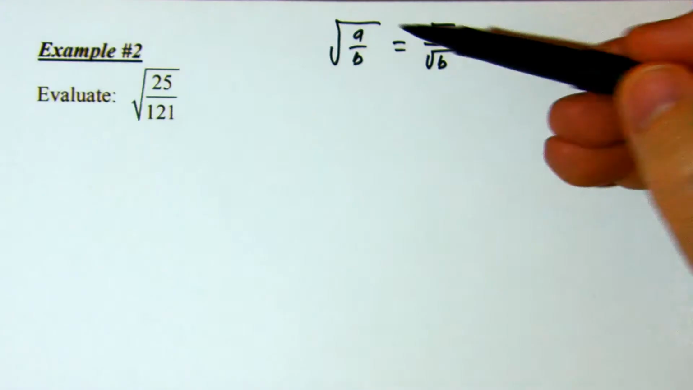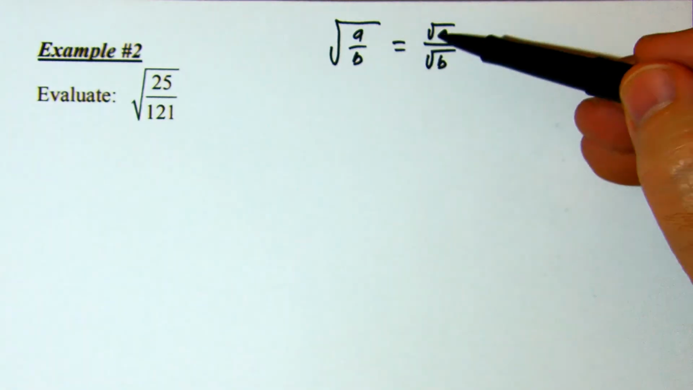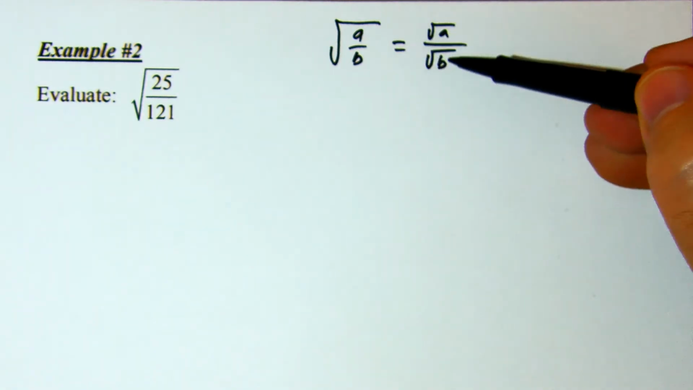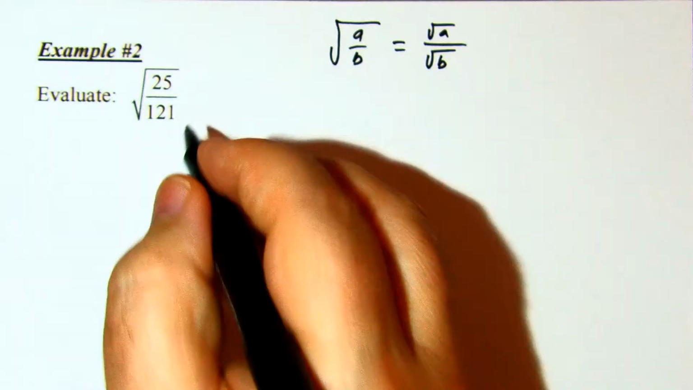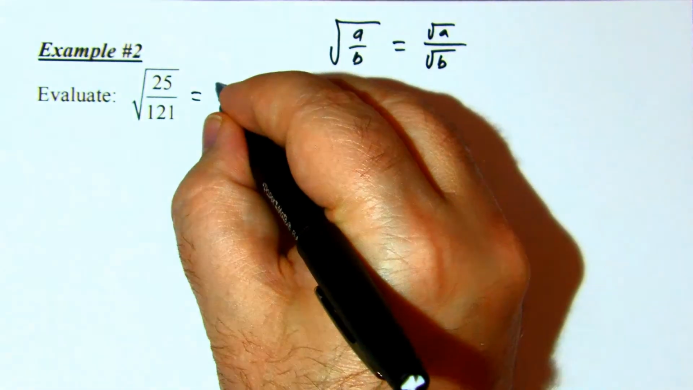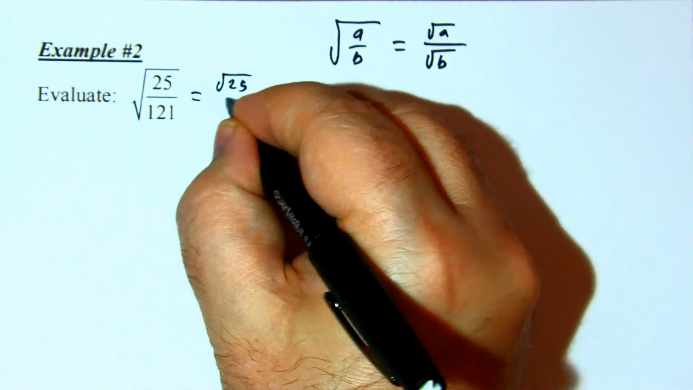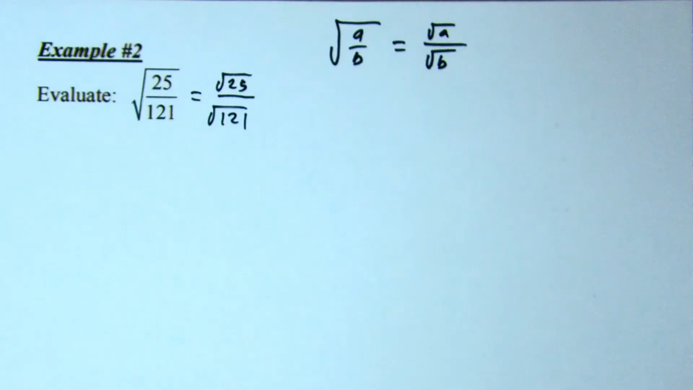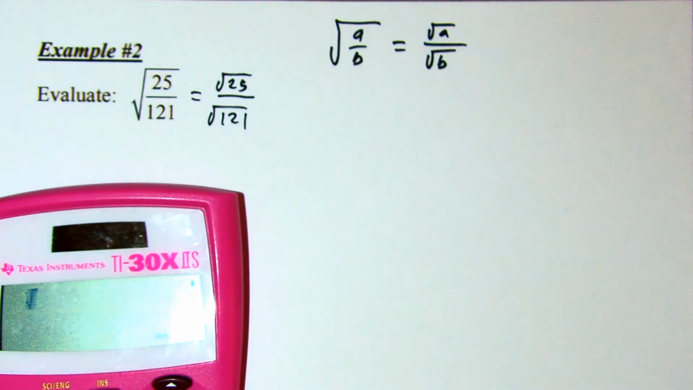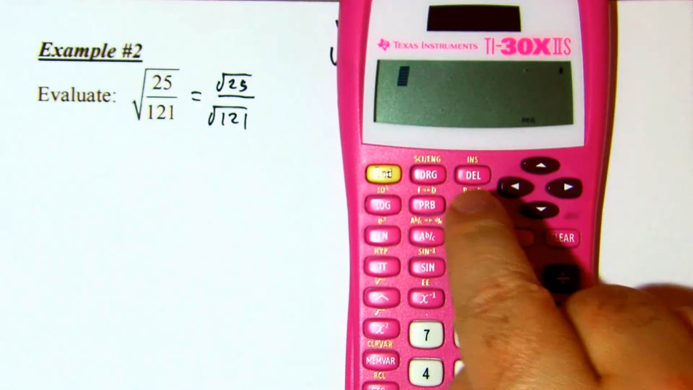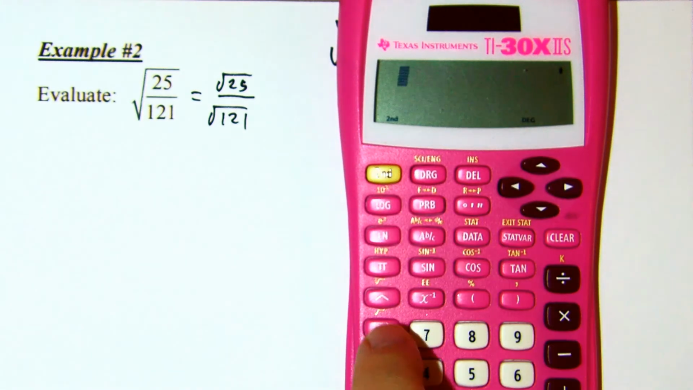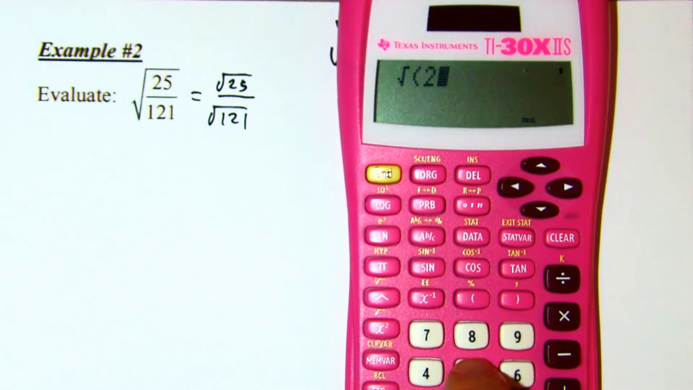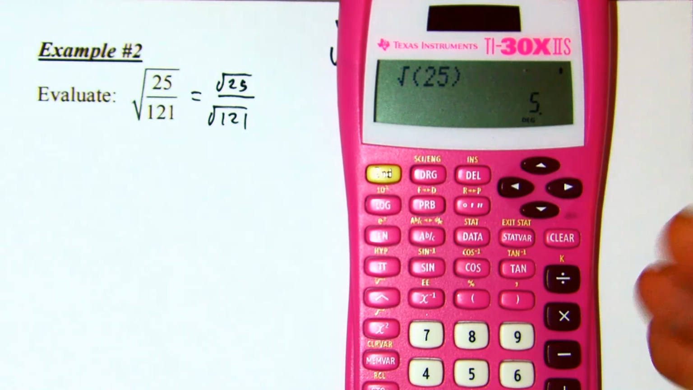So we can take the square root of a fraction, a over b, by finding the square root of the numerator and the square root of the denominator separately. So in this case, this equals the square root of 25 all over the square root of 121. If we use our calculator, we hit the second function, and then it's the shift of the x squared button. We type 25, close parentheses, equals, and that gives us 5 for the top.